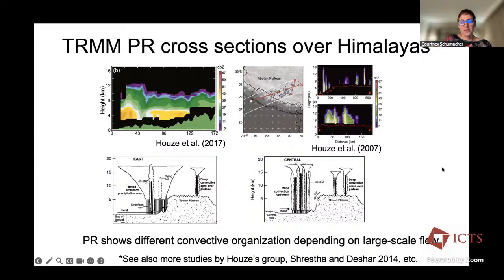I threw this in here because I think these spaceborne radars are really nice for looking at regions of topography, which many of you are familiar with.